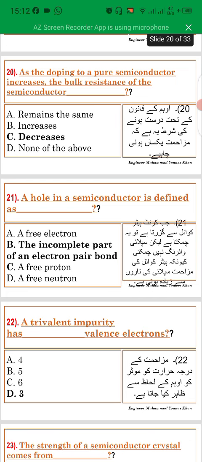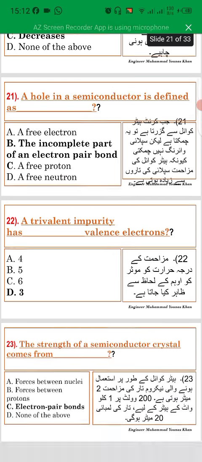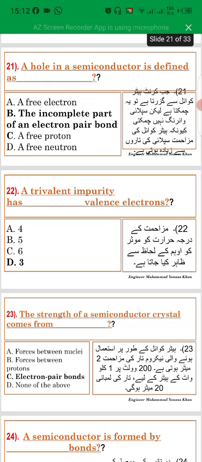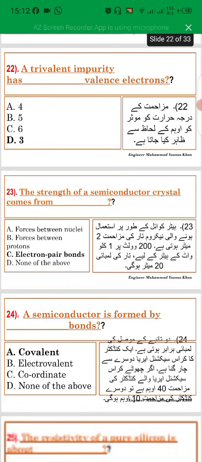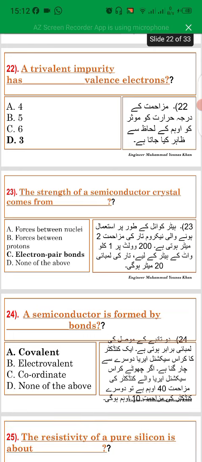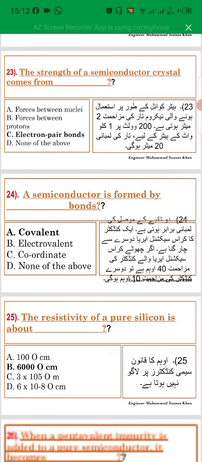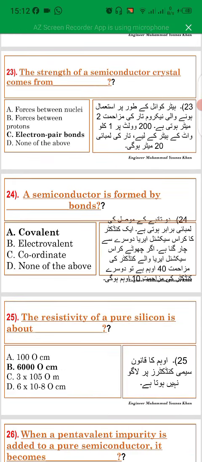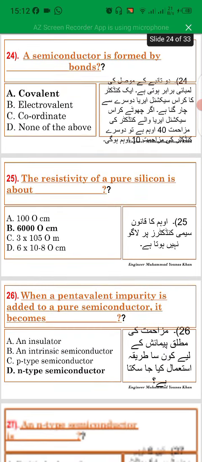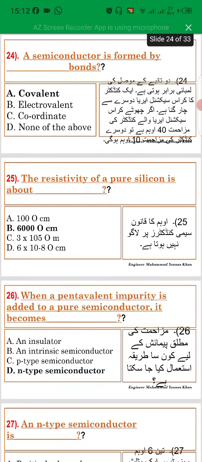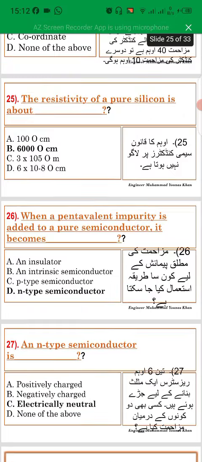As the doping of a pure semiconductor increases, the bulk resistance of the semiconductor decreases. A hole in a semiconductor is defined as the incomplete part of an electron pair bond. A trivalent impurity has 3 valence electrons. The strength of a semiconductor crystal comes from electron pair bonds. A semiconductor is formed by covalent bonds.